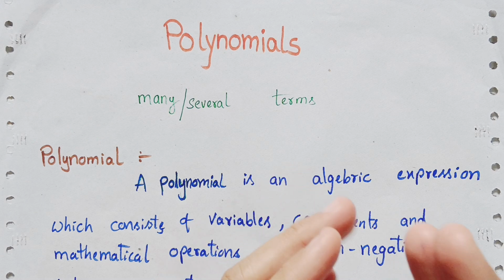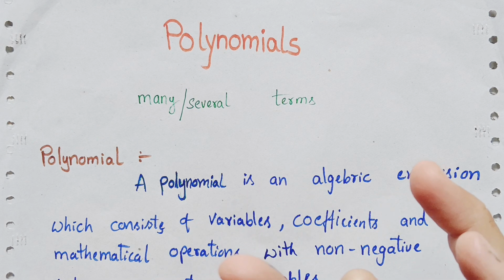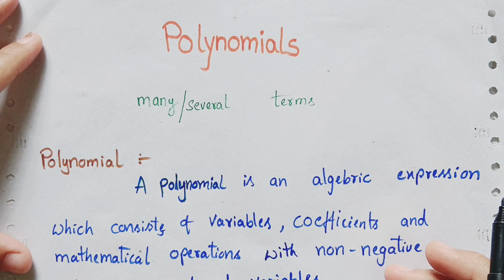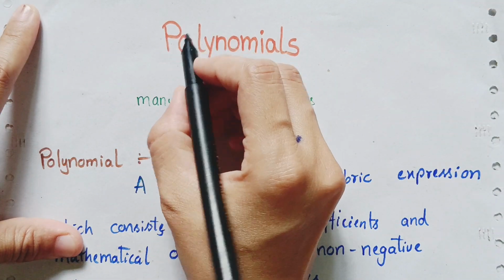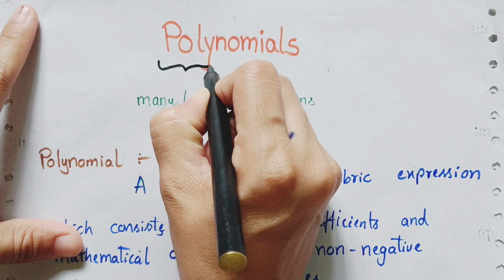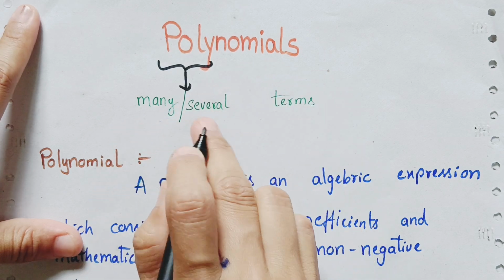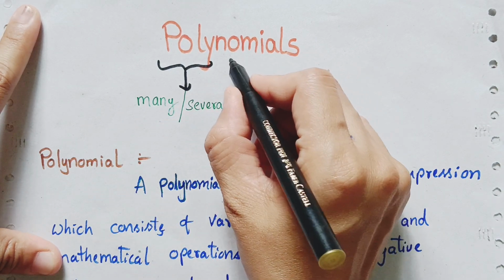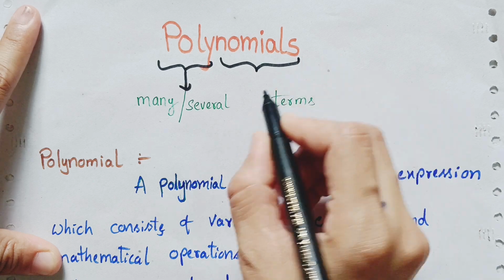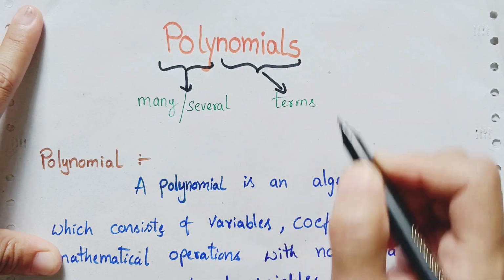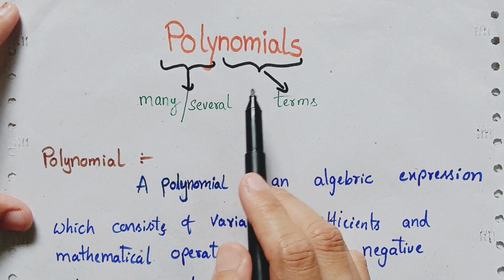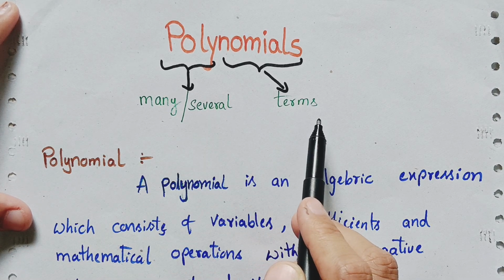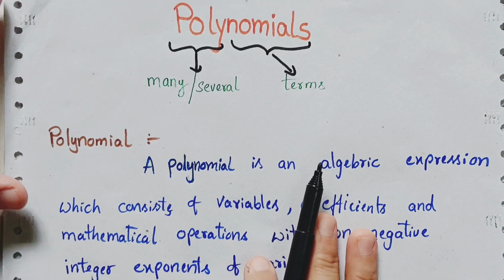Okay guys, let's see what is the meaning of polynomial and its definition. Polynomial actually means: poly means many or several, and nomials means terms. Many terms. So the meaning of polynomial is it has many terms. Now we'll see the definition of this.